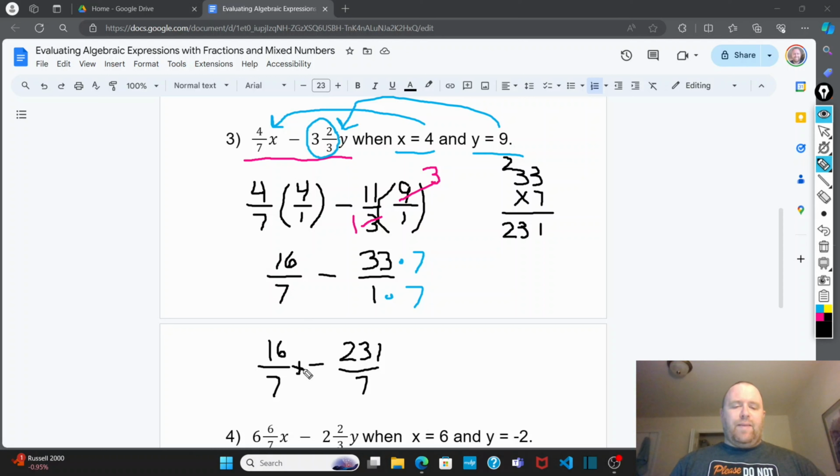And if we did that, we're adding numbers of different signs. So we're going to take the 231 and subtract the 16 from it. And we're going to borrow from the 3. So make that 2, make this 11. 11 minus 6 is 5. 2 minus 1 is 1. And then 2 minus 0 is 2. So we get 215. So this is 215 over 7.